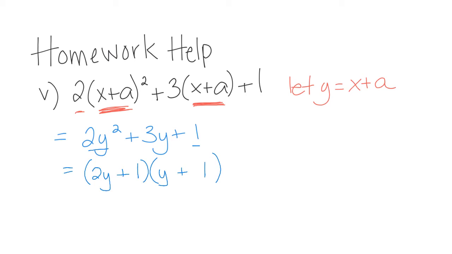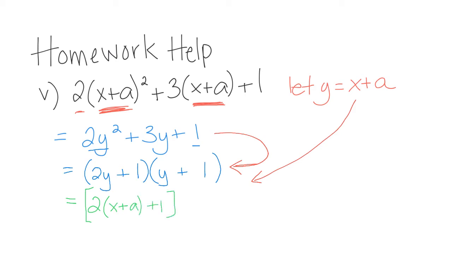So we're good there. At this point, I've factored from here to here, but I have to now go ahead and add that substitution back in. So here I'm going to have 2, and instead of the y, I know y is actually equal to x plus a. And then I have plus 1. And then in the second bracket, I have x plus a instead of the y again, and then plus 1.